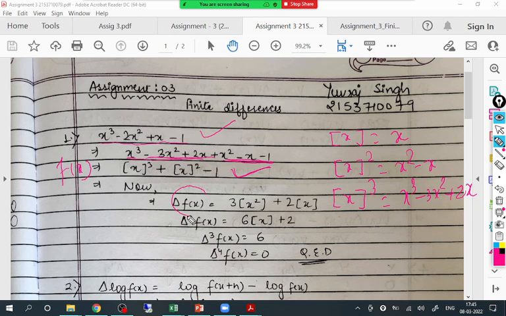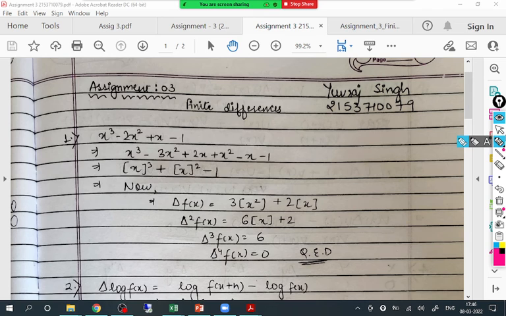Now the first difference, delta f(x), will become 3 second factorial of x plus 2 first factorial of x. Here is this mistake: this x square is not supposed to be there, so don't do these silly things. The second difference of f(x), delta square f(x), is 6 f(x) plus 2. That is correct. The third is 6 and the fourth is 0. Other things are correct. Just a small silly mistake that second factorial of x is written as x square. I hope there is no doubt here.